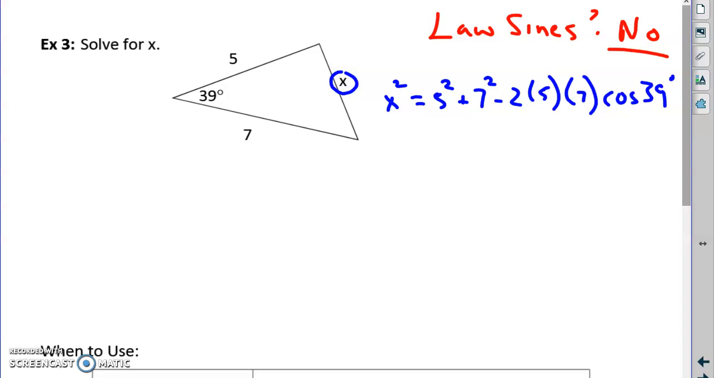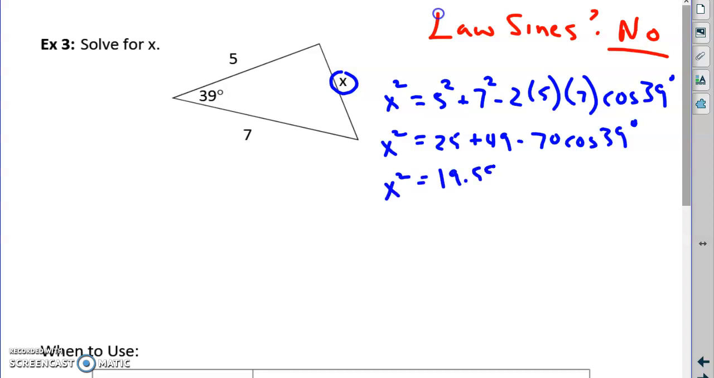Plug those numbers in. X squared equals 25 plus 49 minus 70 cosine of 39. X squared equals 19.599, square rooted. That x is 4.4. If we wanted to, we would now have a side angle pair, 39 and 4.4. We could go and use the law of sines to find those other two angles, hence solving the triangle completely.